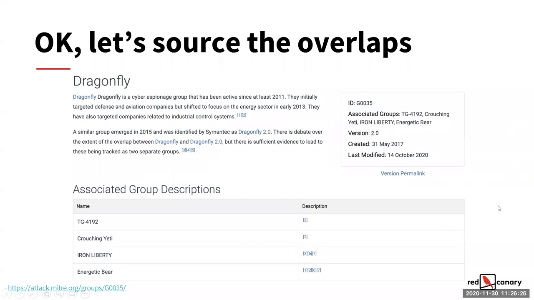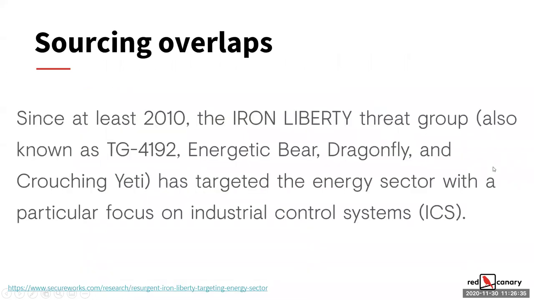So great. Maybe you look at this and you see, okay, well, I want to know, why is Dragonfly overlapping with TG4192? And so you go to the source, and much respect, I love the analysts at SecureWorks, but this is what a lot of us do. And I've done this in my past too, right? It's sort of generic, the Iron Liberty Group, also known as these other names. And so if I'm trying to figure out what is that actual overlap, I'm kind of left in a tough spot because there isn't that level of detail. And to be fair, this is something that we've all produced for ourselves. And I've done this as well, much respect to the SecureWorks team. It's just the challenge that we have of having these different names.